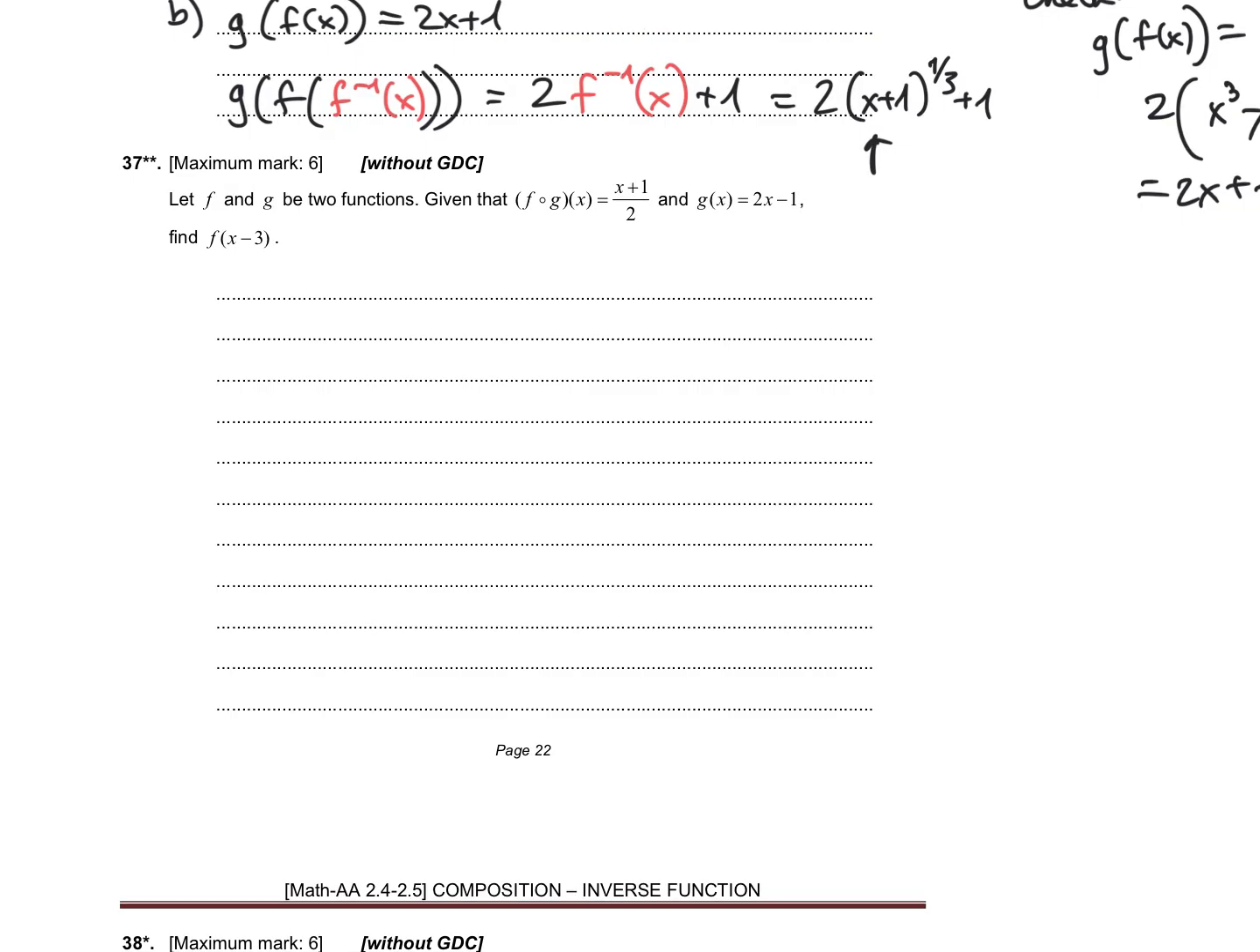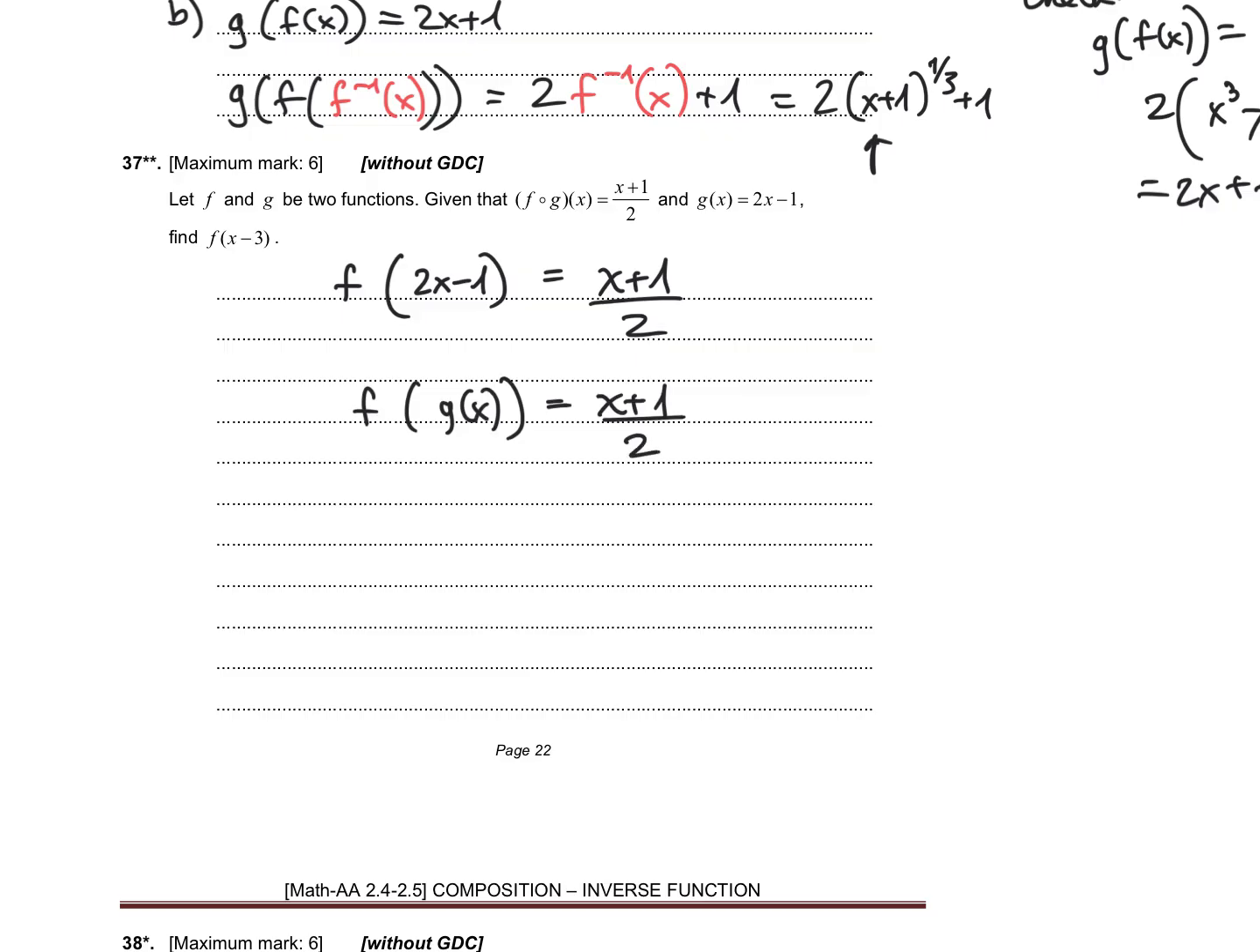All right, 37. f and g are two functions. Given that f of g is that, find f at x plus 3. Okay, so we've got f of g is x plus 1 over 2. So f of g is x plus 1 over 2.